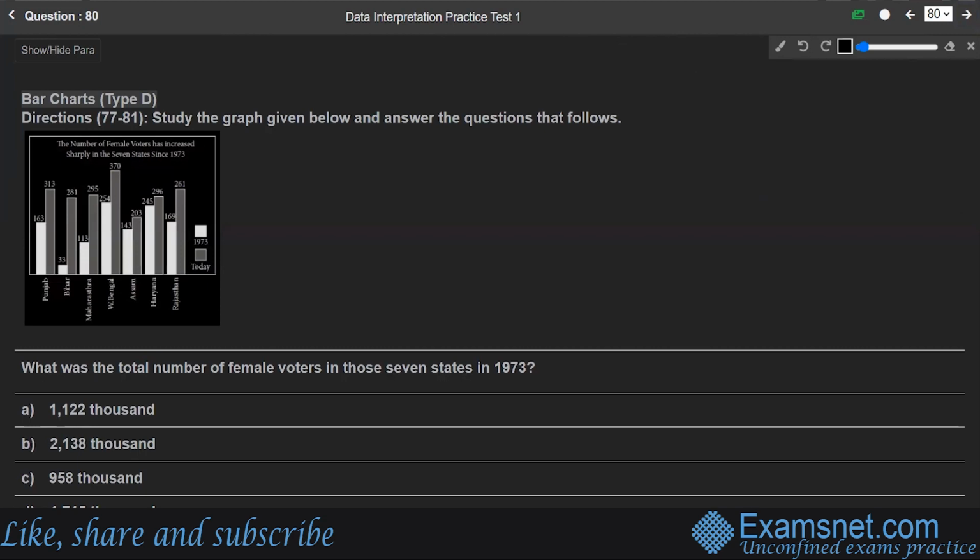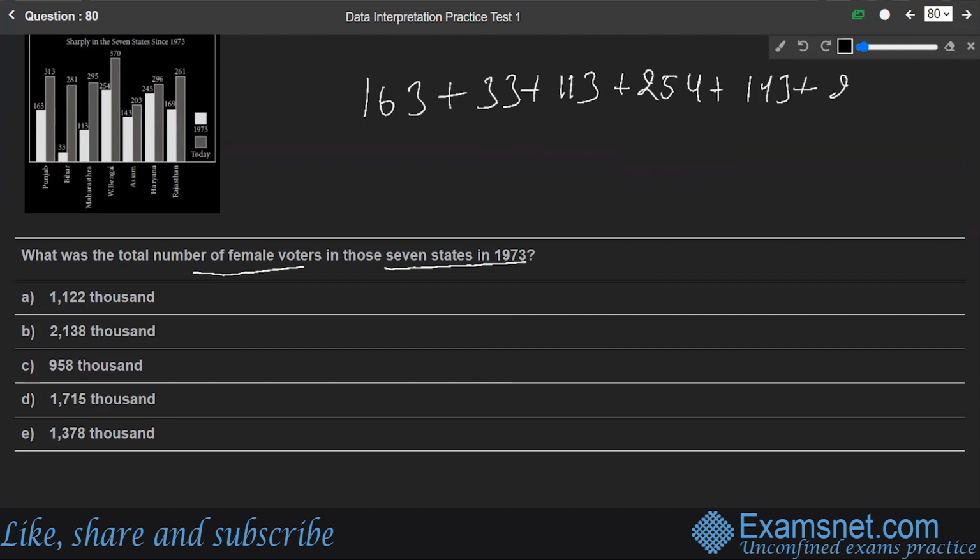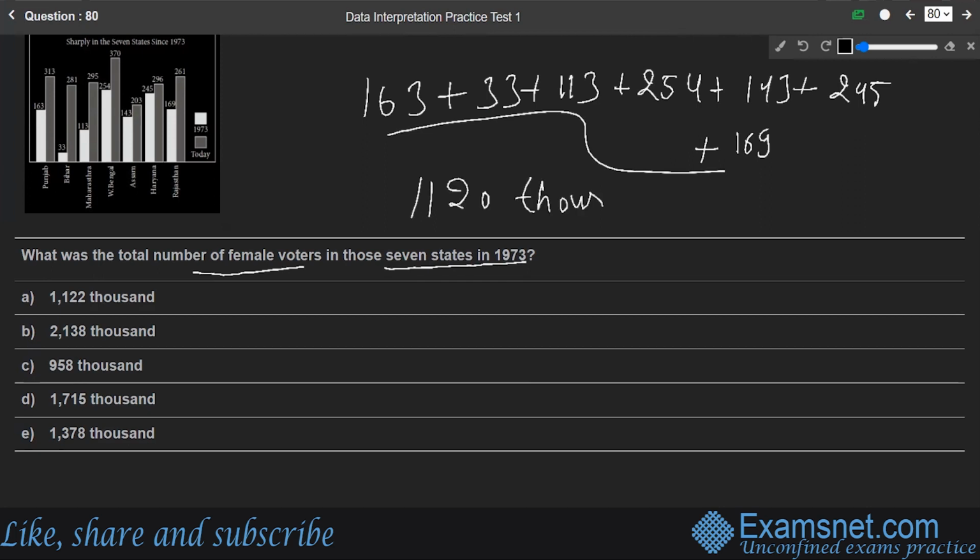Now, for the same bar graph, there is a question provided. What was the total number of female voters in those 7 states in 1973? He's asking what was the total in 1973 for all the states. So clearly, we are supposed to add the values in white color for all the states. So we have to add 163 plus 33 plus 113 plus 254 plus 143 plus 245 plus 169, and the total of this will be our answer. We have done already the total for that, and the total comes out to be 1122,000. That is available in the option as option number A. So this is the right answer.